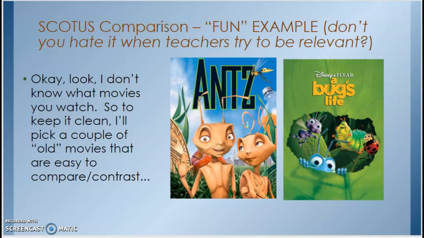So, for a fun example, don't you hate it when teachers try to be relevant? I don't know what movie you guys watched, and I don't want to get into that. So to keep it clean, I'll pick a couple of old movies that are easy to compare and contrast: Antz by DreamWorks and A Bug's Life by Disney Pixar, which came out at roughly the same time.